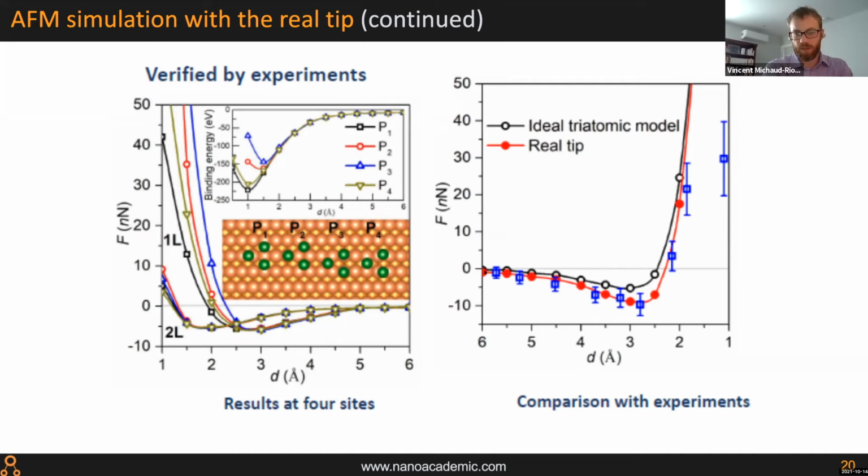And the data that was derived by McGill and Cowie showed that our prediction using the real tip, unlike the ideal triatomic model, does fit the data perfectly, basically from large separation down to about 2 angstrom. After that, you can see a discrepancy that basically originates in the fact that at this short distance, there's a large-scale relaxation occurring as the tip goes close to the surface, and that's not taken into account in our model.